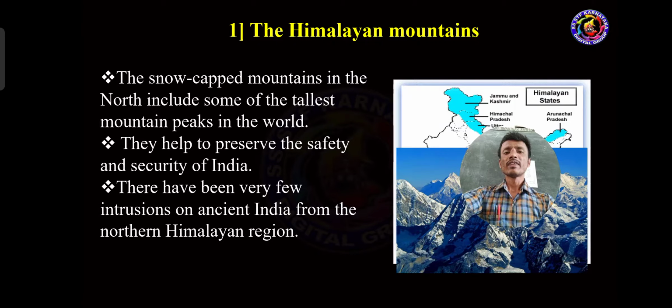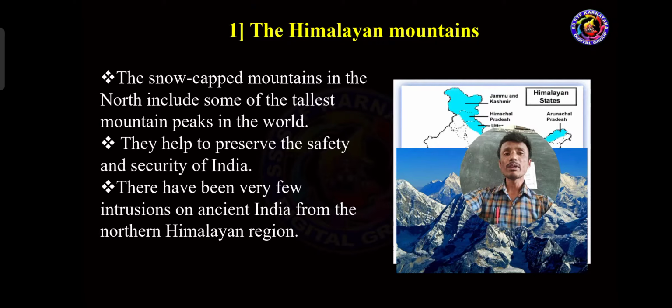And there have been very few intrusions on ancient India from the northern Himalayan region. What is the meaning of intrusions? Between the rocks there is an important way, that is, there are hills on either side and a path in the middle to go and come through. That is what we consider the passes.